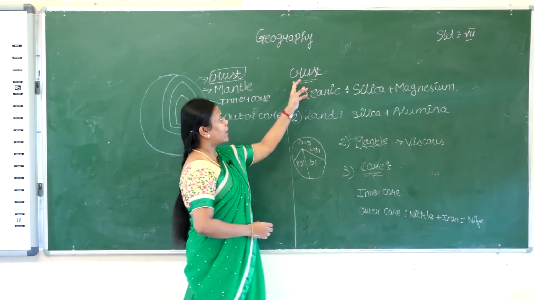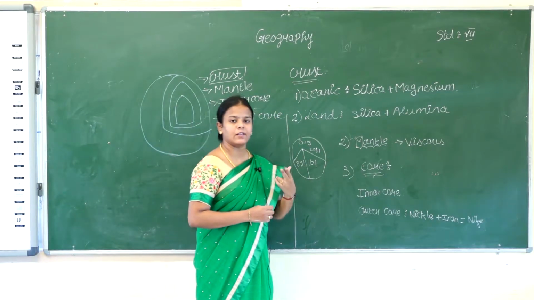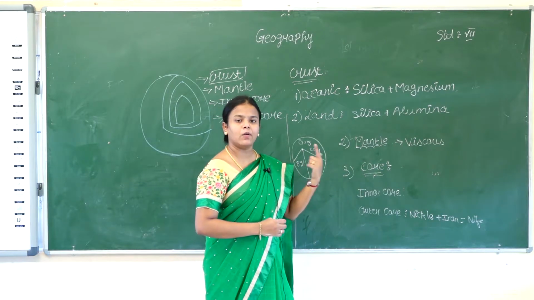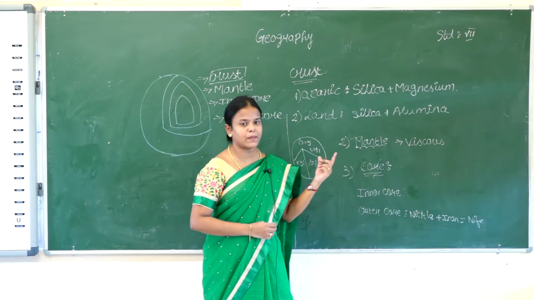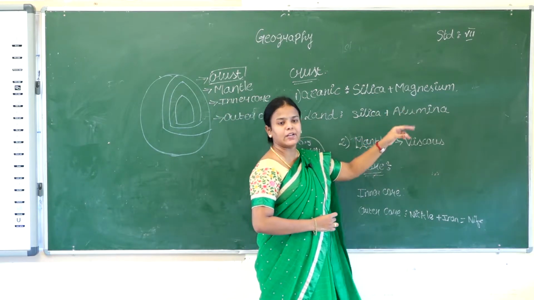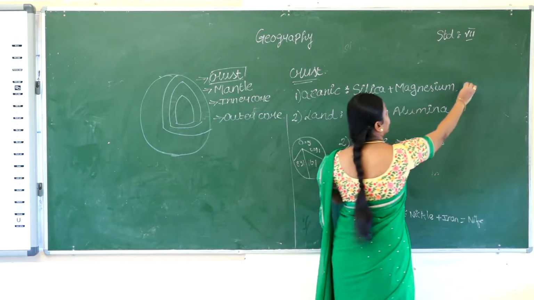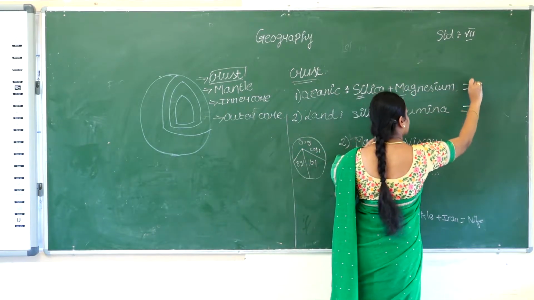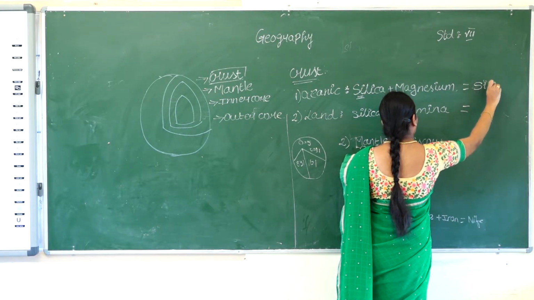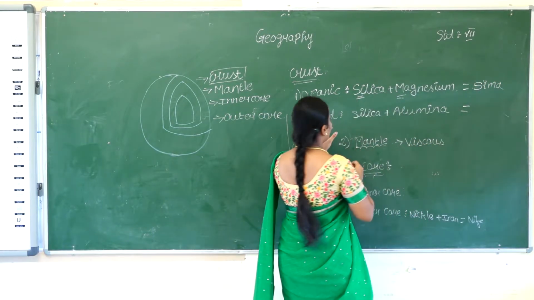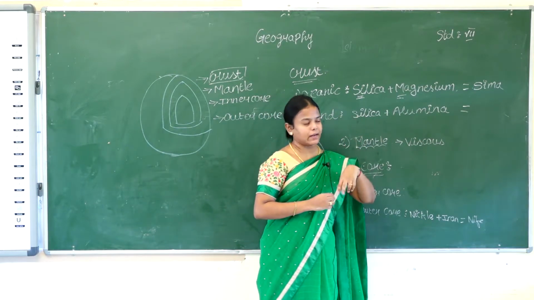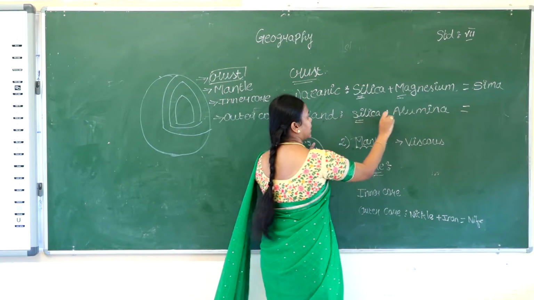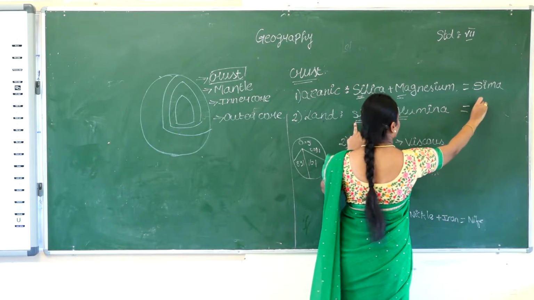Now we are going to see about the crust. In the crust there are 2 types, one is oceanic crust and another one is land crust. In oceanic crust there are 2 components, that is silica plus magnesium. Taking the first two letters, it is known as SIMA. Next, in land, it also contains 2 components, silica plus alumina. So it is known as SIAL.